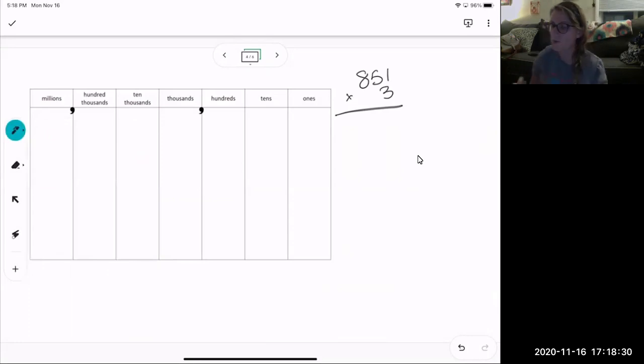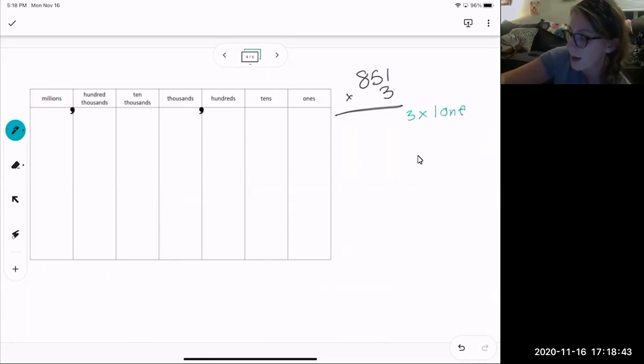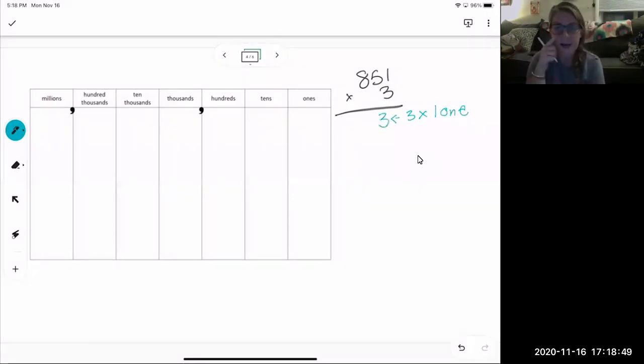Okay, so we're going to start with our ones. So I know I have our 3 times 1. So 3 times 1, and that gives us 3 ones. So I'm going to represent that in our place value chart over here like this.